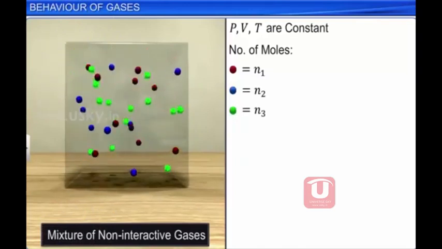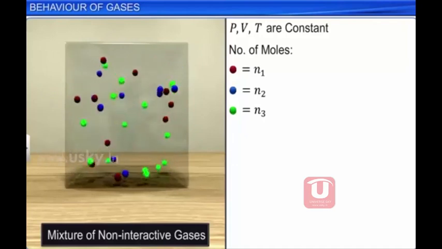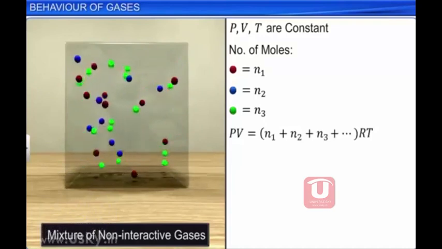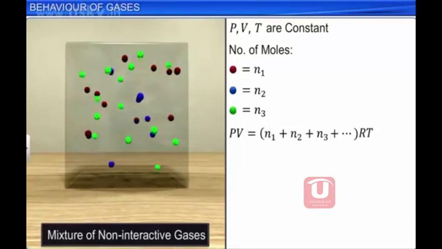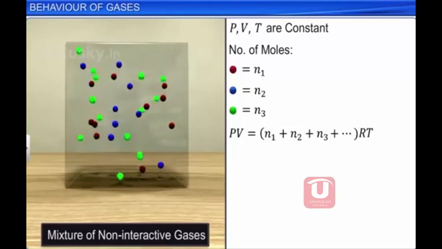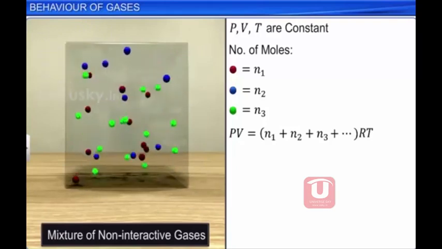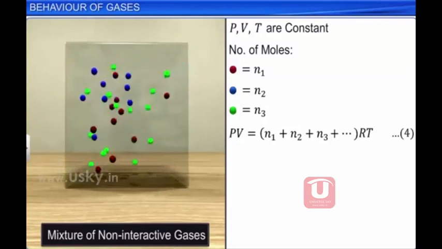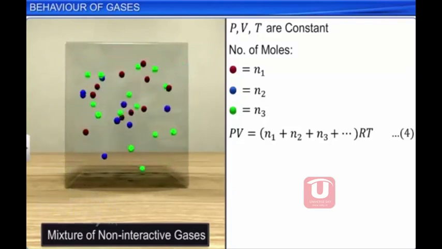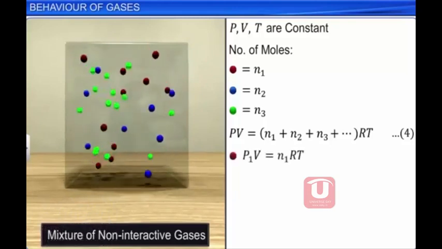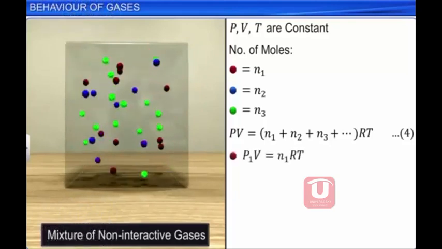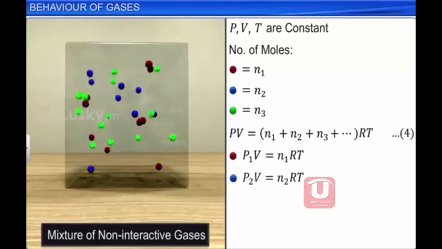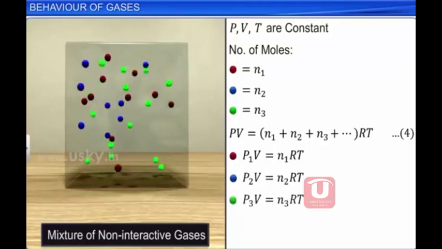Then the equation of state for the mixture of the gas is PV = (N1 + N2 + N3 + ...) RT. Let this be equation 4. But if we apply the ideal gas equation to the individual gases, we get P1V = N1RT, P2V = N2RT, P3V = N3RT, and so on.